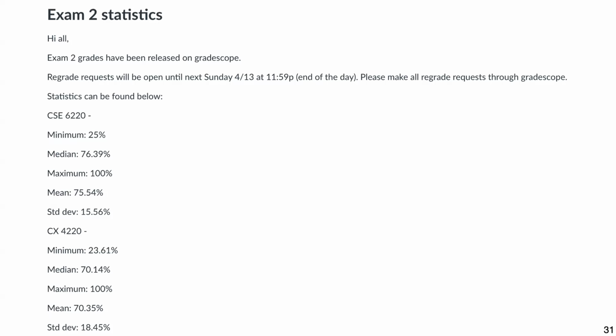And the mean and the median in both are similar, so within 1%, 76-ish, 75-ish, and then in 4220 it's like 70.14 and 70.35, so those are very similar. And yeah, max is 100, standard deviation in 6220 is about 15.5, in 4220 there's just less students, I think it's maybe about 100 or so in 6220, and about 50 or so in 4220, so with fewer samples, the standard deviation goes up.